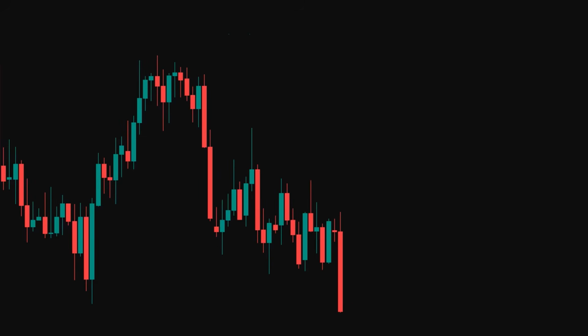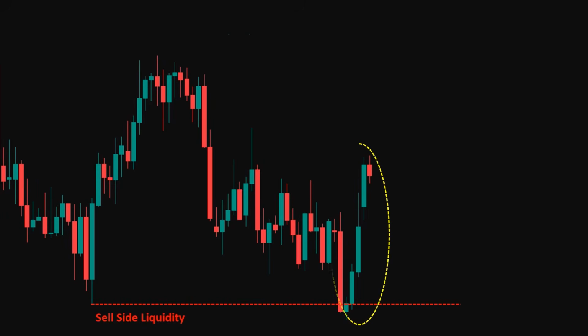Now look at the real chart. We've marked the previous day's low as sell-side liquidity. We're watching how price reacts around these levels. As price moves, we want to see a clean break above a key high to confirm a bullish shift. Price first makes a new low and finally, price aggressively closes above the previous high with large candles. That's our bullish market structure shift.